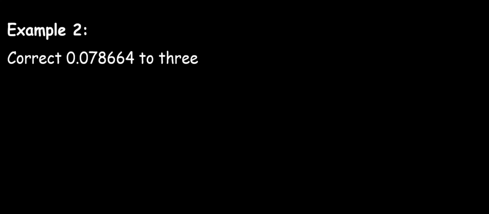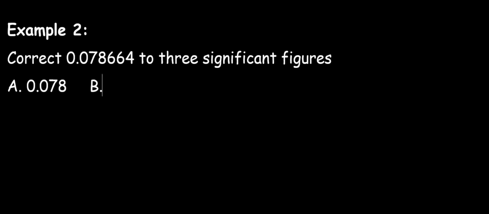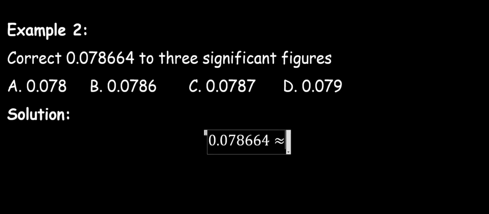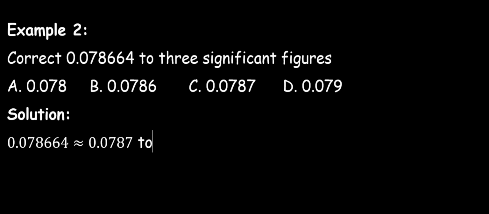Another example. Correct 0.078664 to 3 significant figures. A, 0.078. B, 0.0786. C, 0.0787. D, 0.079. Solution. 0.07864 is approximately equal to 0.0787 to 3 significant figures.